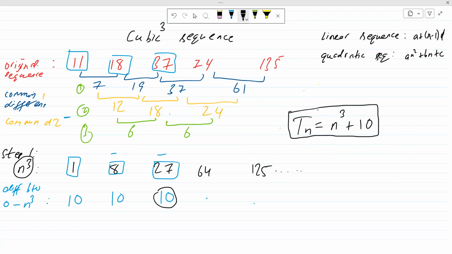We have found the general formula. You can check. This is n is equal to 1, first term, second term, third term, fourth term, fifth term. Suppose you want to find the fifth term using this formula. It is 5 cube plus 10, 135. So it's matching. Let's look at more examples now.